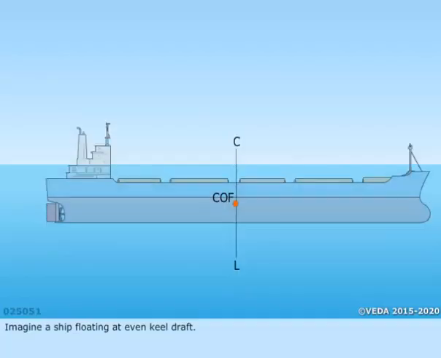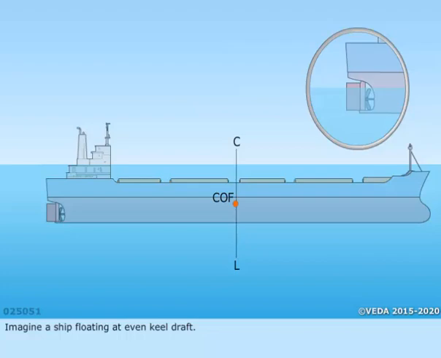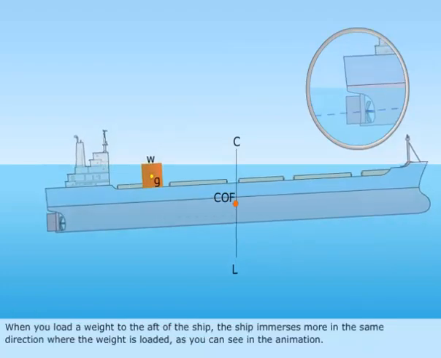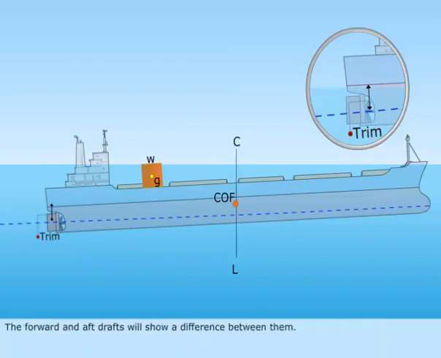Imagine a ship floating at even keel draft. When you load a weight to the aft, the ship immerses more in the same direction where the weight is loaded, as you can see in the animation. The forward and aft drafts will show a difference between them. This difference is called trim and is expressed in meters or feet and centimeters or inches.